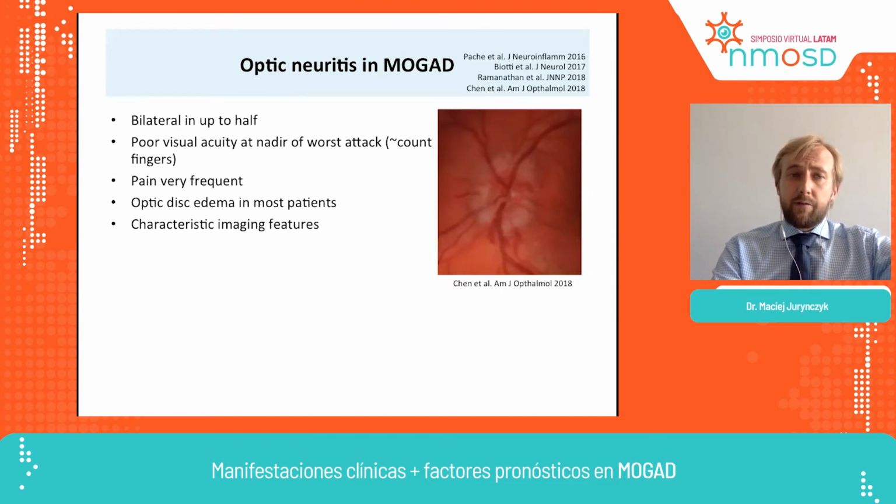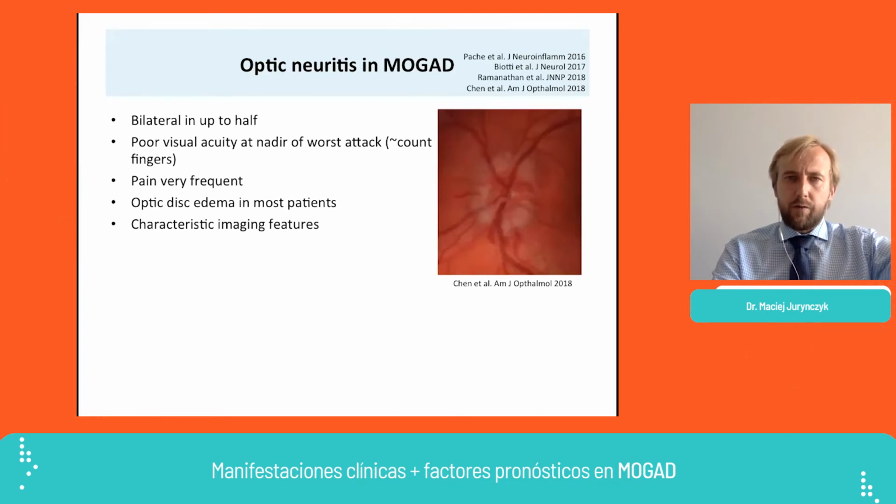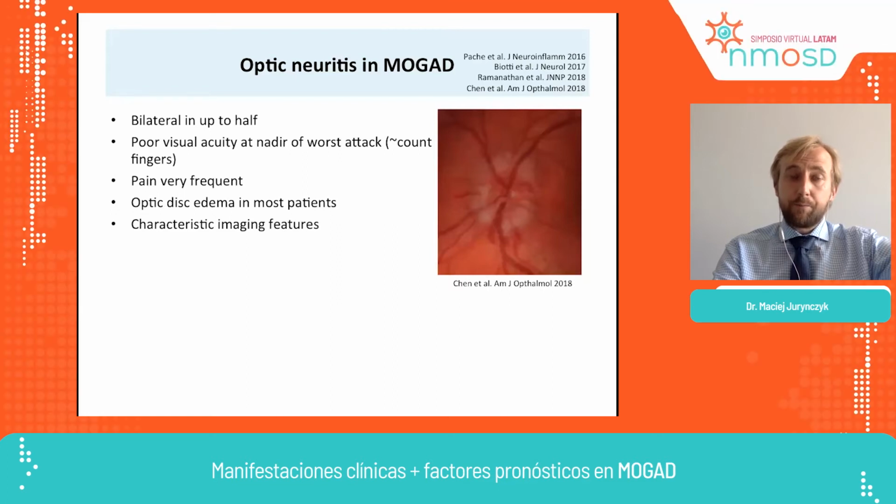Acute optic neuritis is very frequently associated with pain and with optic disc edema. In about half of patients, optic disc swelling is moderate to severe and might involve peripapillary hemorrhages. There are also some characteristic imaging features of MOG antibody-associated optic neuritis. In particular, there is an enhancement of the optic nerve that is quite extensive. It affects not only the optic nerve, but also perineural tissue.